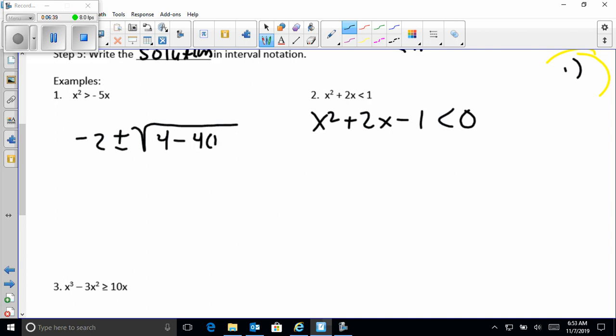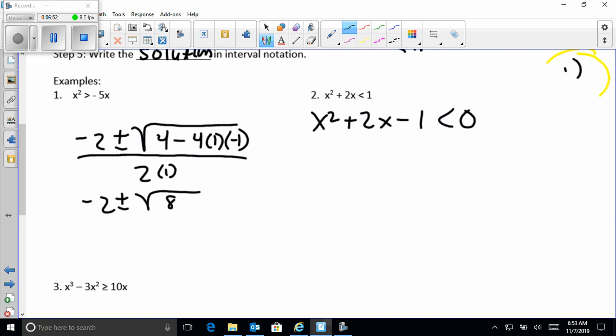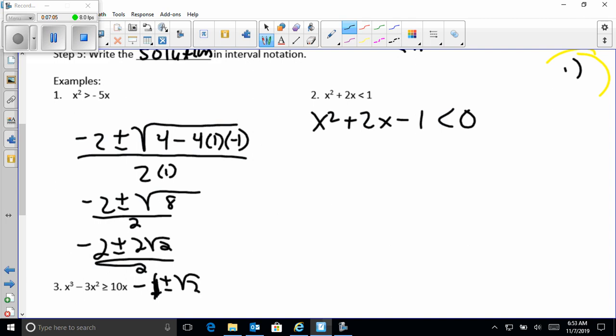Negative b is -2, plus or minus the square root of b squared, which is 4, minus 4 times a times c, all over 2 times a, which is 1. So -2 plus or minus the square root of 8 over 2, -2 plus or minus 2 square roots of 2 over 2, so that simplifies to -1 plus or minus the square root of 2. So that gives me my two solutions: -1 minus the square root of 2, and -1 plus the square root of 2.